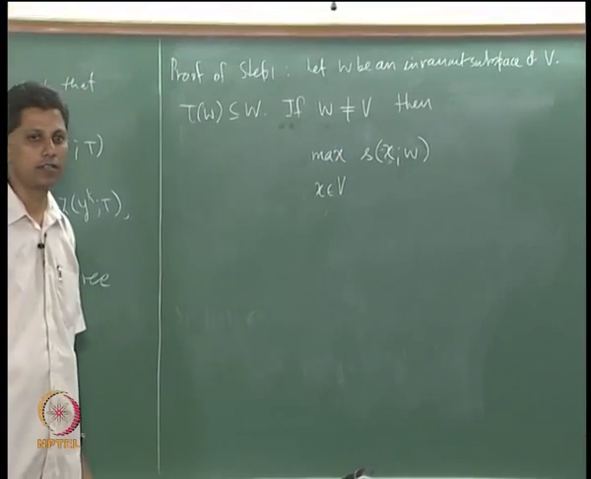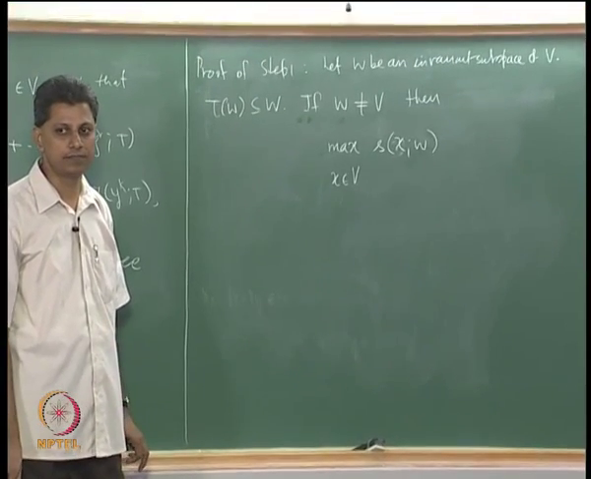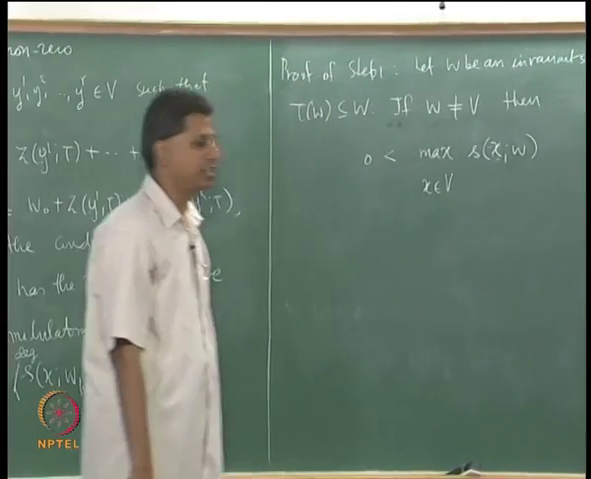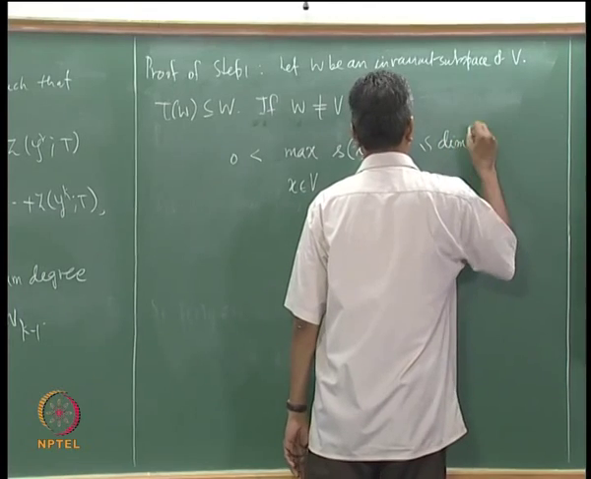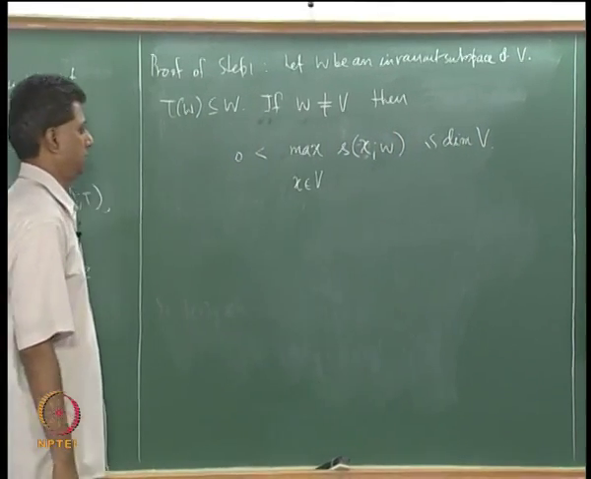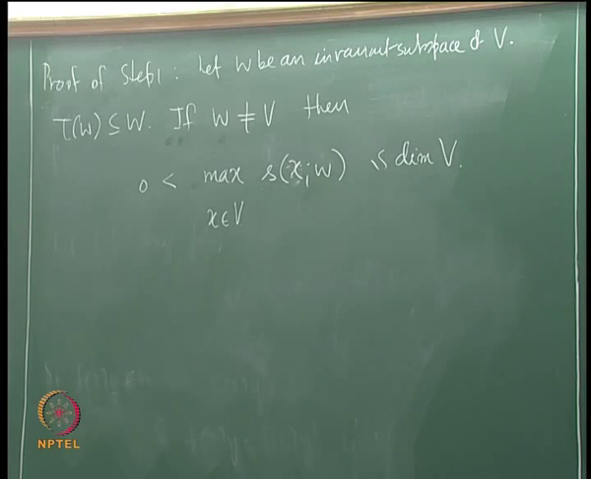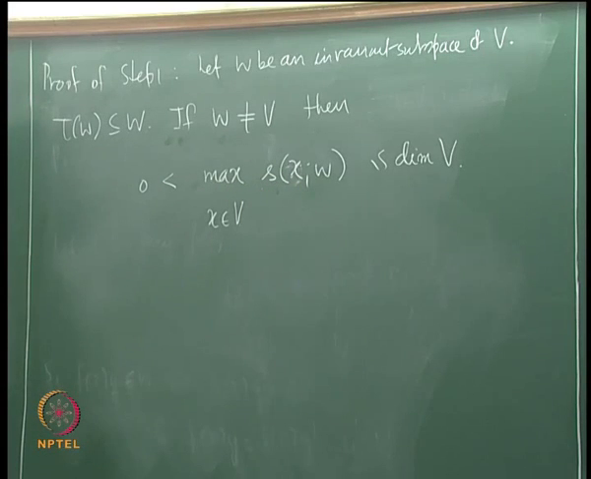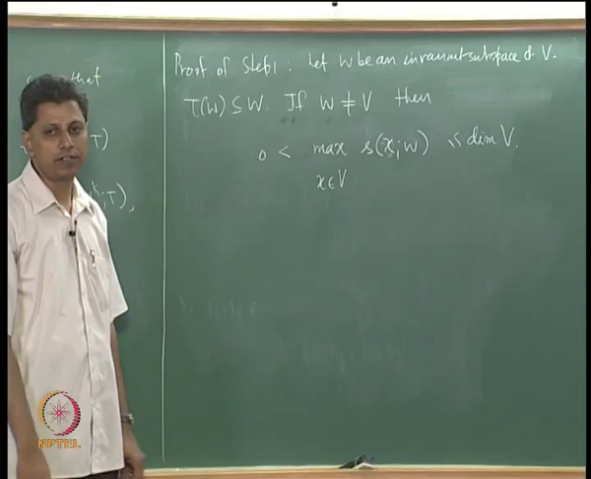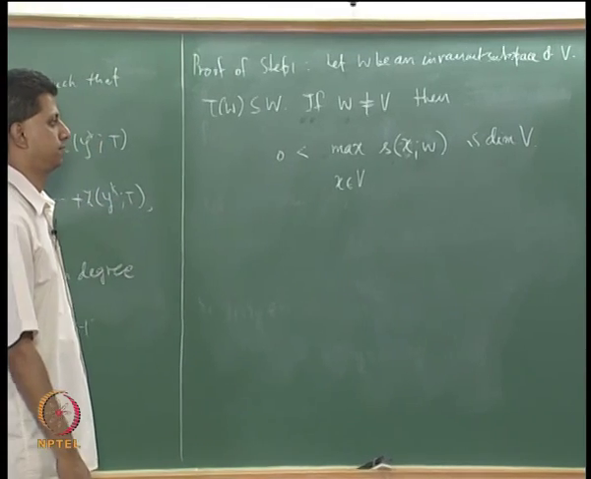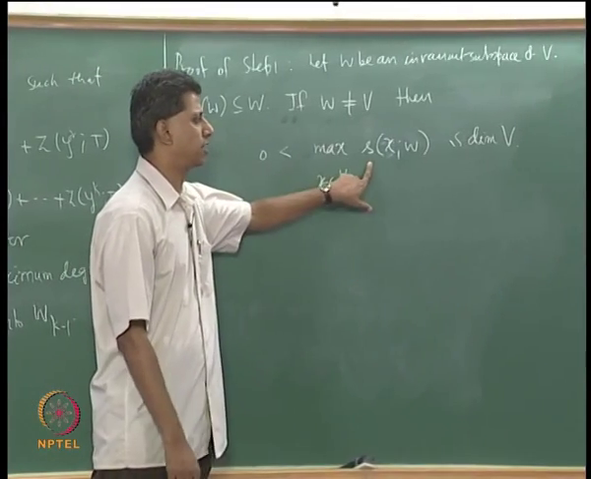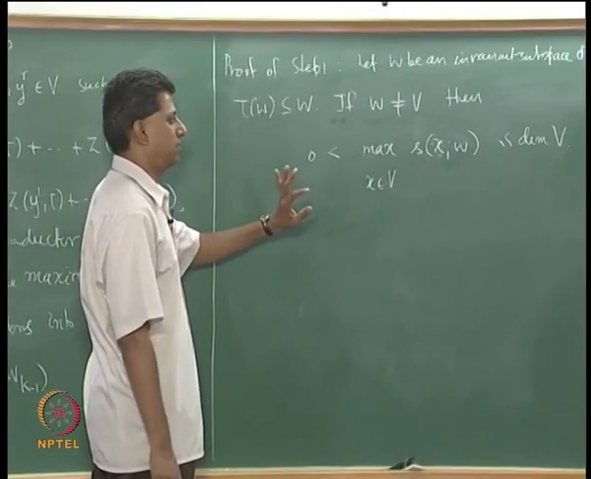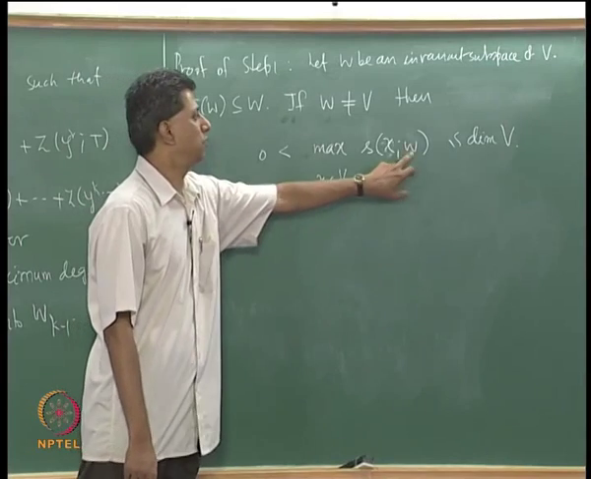If the maximum is 0, can you see that W has to be the whole of V? So, this cannot be 0. For one thing, it is strictly positive, and for the other, it cannot exceed the dimension of V. It can be equal to the dimension of V. The degree can be equal to the dimension of V. That is possible, because this maximum could happen for the characteristic polynomial, in which case it could be equal to the dimension of V, but it is strictly greater than 0. It is strictly greater than 0, otherwise this W will be the whole of V.